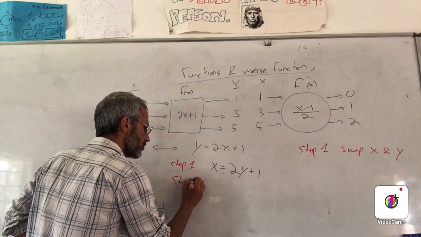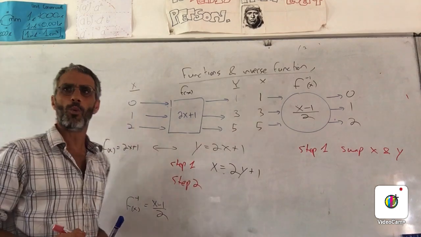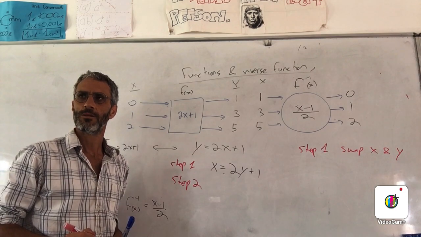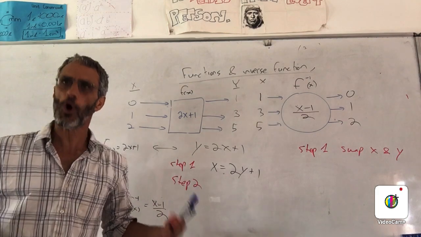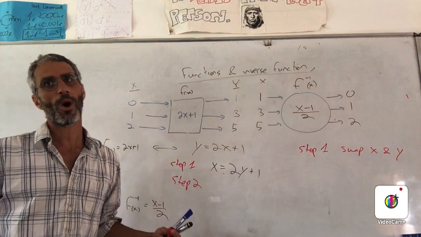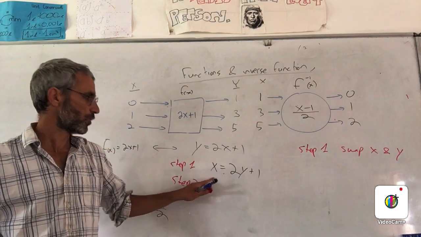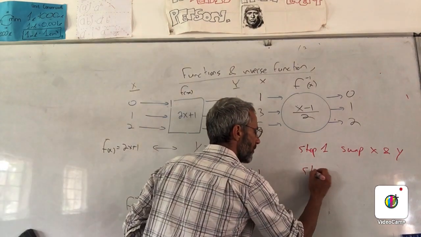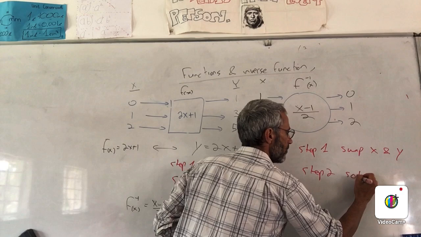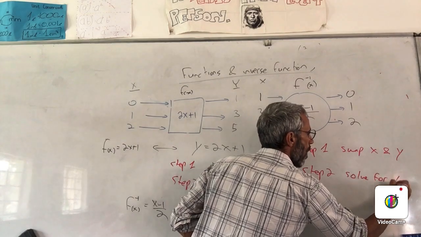Step 2. What do you reckon I need to do now? I want to know what y is, isn't it? So how would I isolate y? In other words, solve for y. We want to find what y is equal to. I know what x is. Now I want to know what y is. So step 2, solve for y.